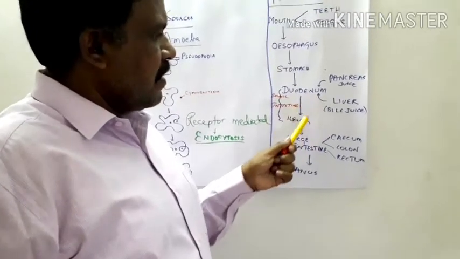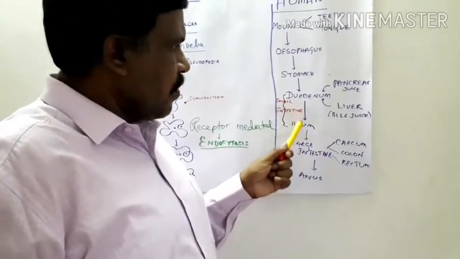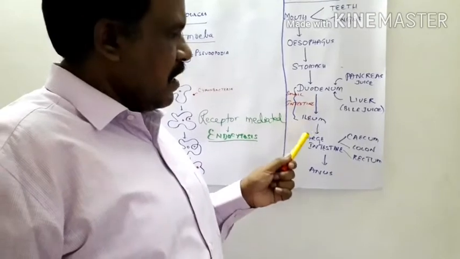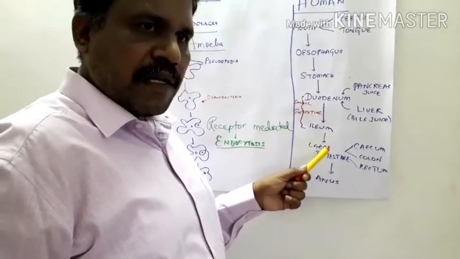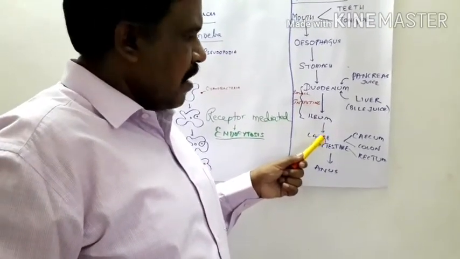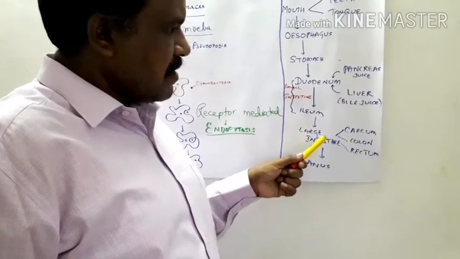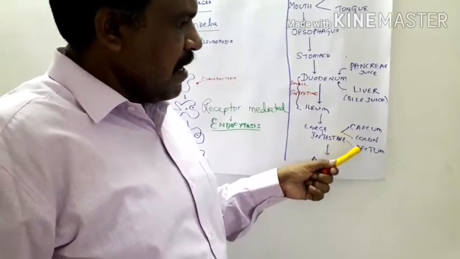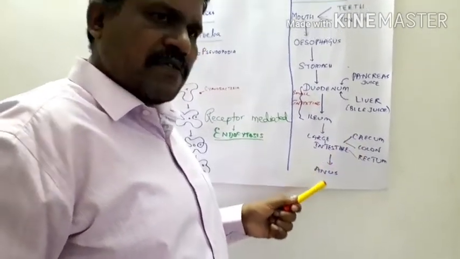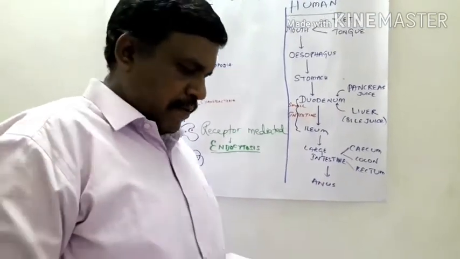From the duodenum, they enter into the ileum. So these two parts are that of the small intestine. And then the undigested food particles or food substances pass through the large intestine. In the large intestine, there are three parts: the cecum, colon, and rectum. Finally, the food is ejected through the anus. Okay.